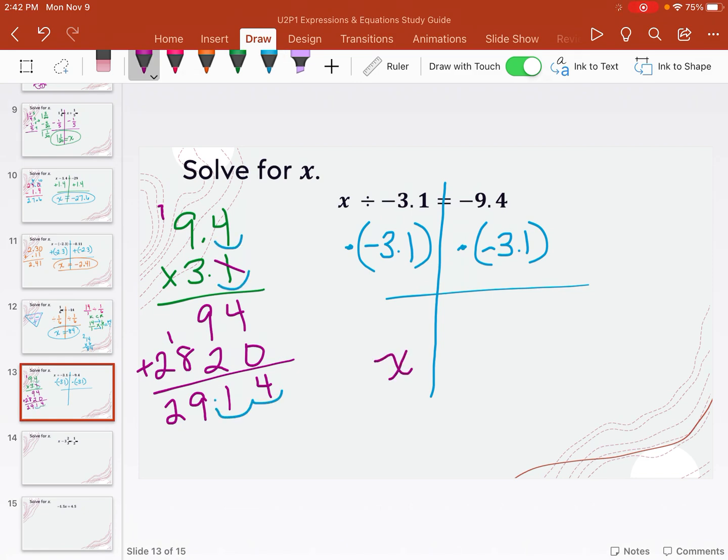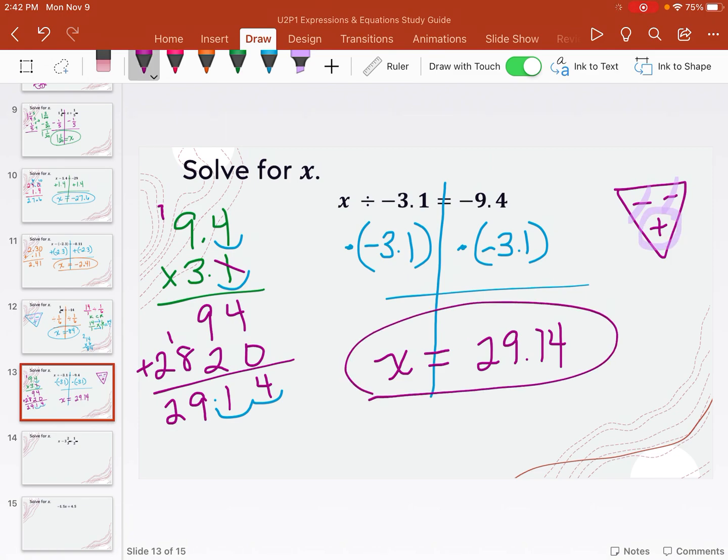So I get that x equals 29.14, but let's check our sign with our sleeping dog. So it was a negative times a negative, which leaves me with a positive. So yes, x equals positive 29.14.